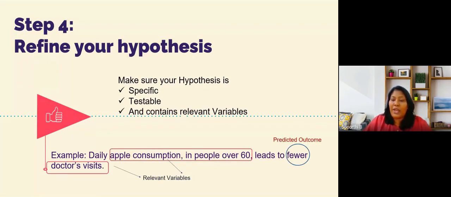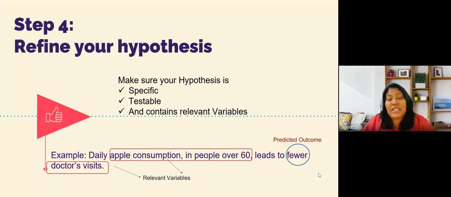So, if you look at it, this is the predictable outcome. Are you able to see this? The one circled, fewer, is actually saying that if somebody who's over 60 years is eating an apple every day, the chances of him or her visiting a doctor are lesser. Basically, you're predicting that, right? And the relevant variables here are apple consumption in people over 60 and doctor visits.